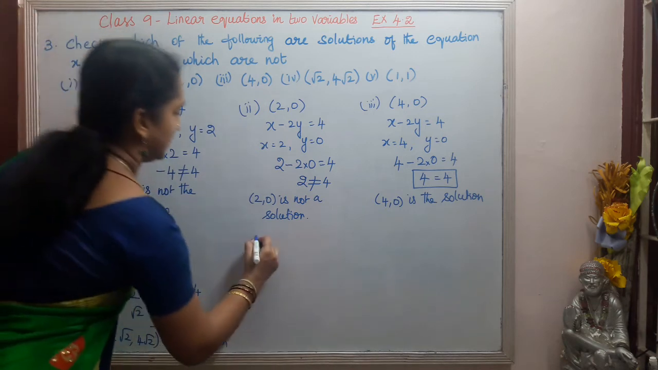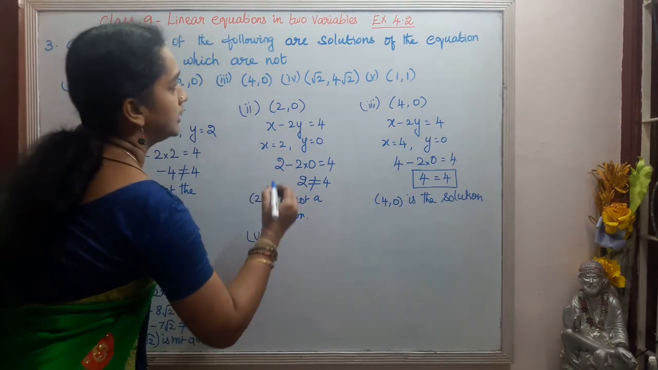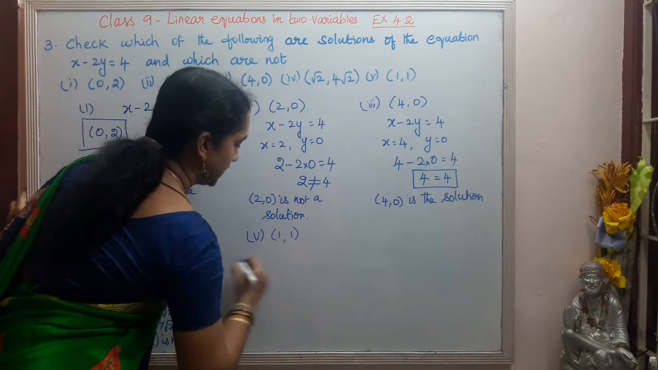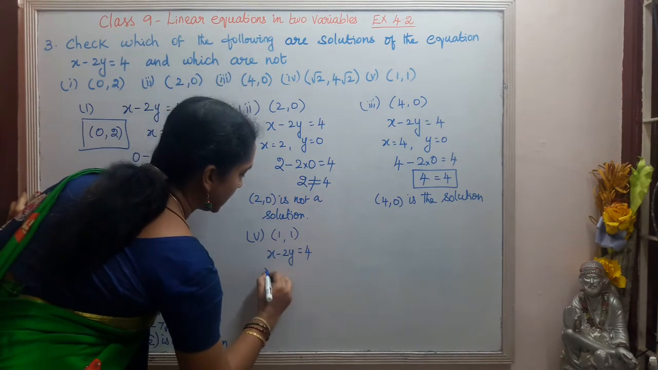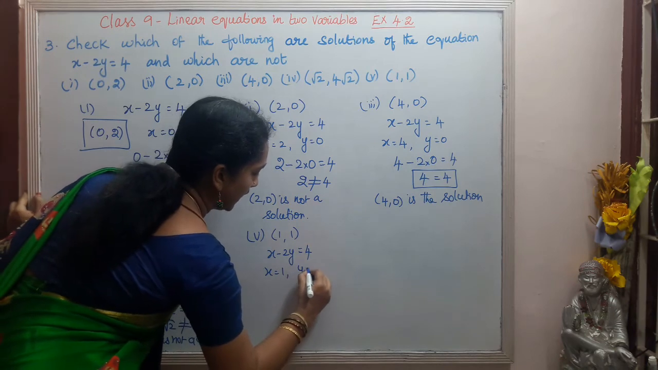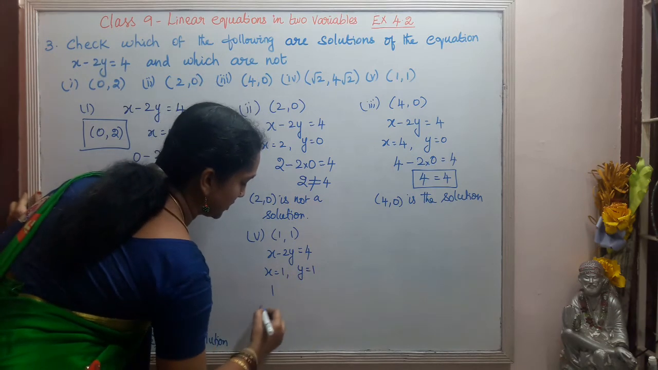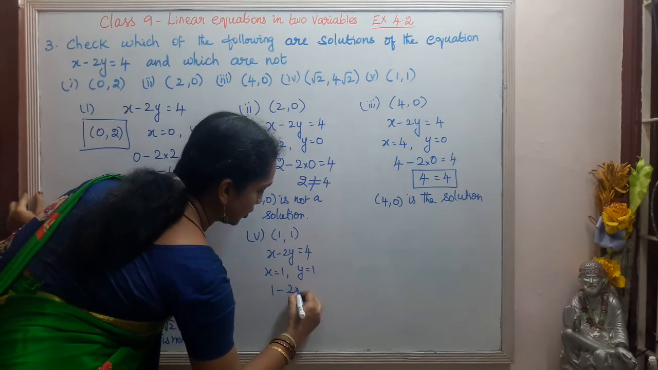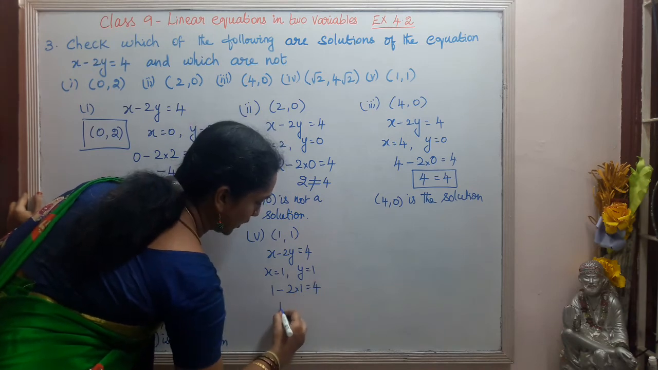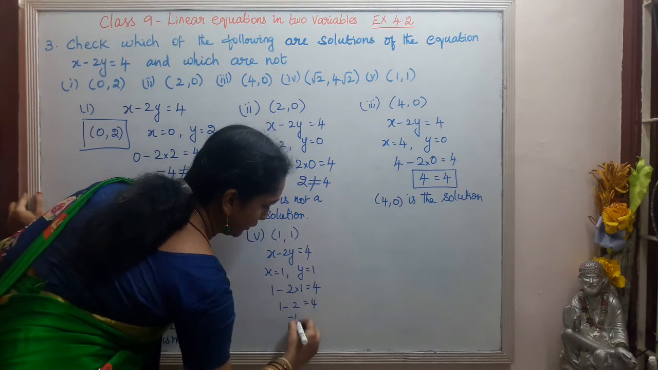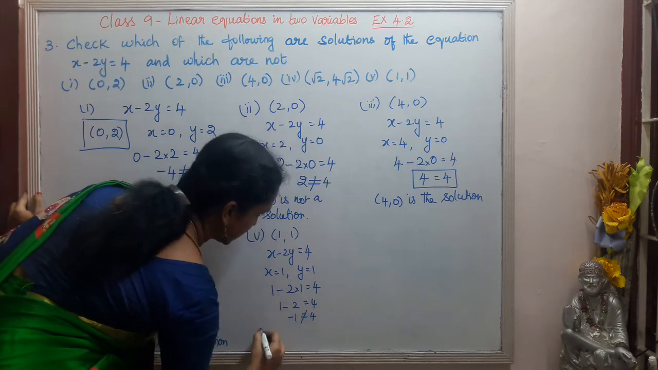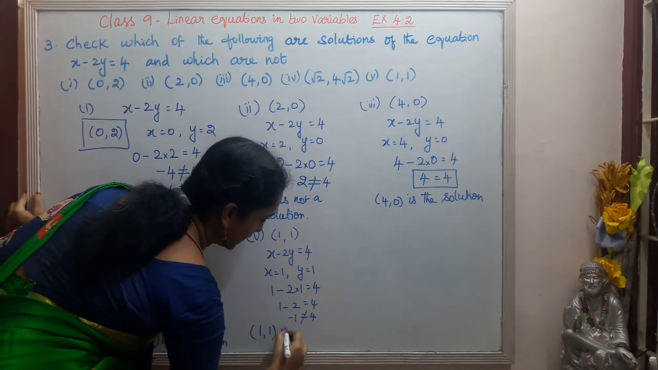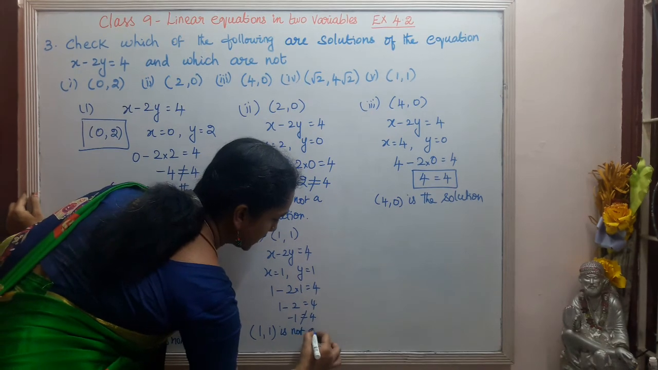Then the last sum, the fifth one, 1, 1. So x minus 2y is equal to 4. Here x is equal to 1 and y is equal to 1, when we are substituting, 1 minus 2 into 1 is equal to 4. So 1 minus 2 is equal to 4. So minus 1 is not equal to 4. So 1, 1 is not a solution.